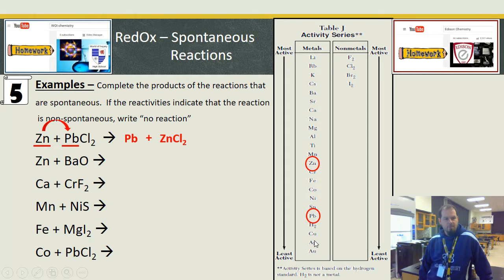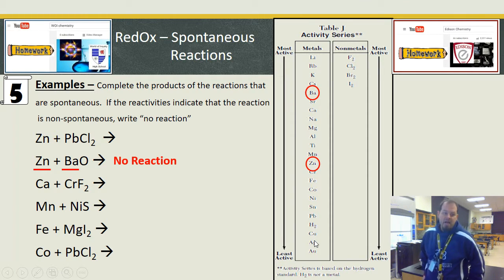Okay, we're going to do another one. Again, I'm going to check the first metal, the lone metal first, and then the bonded metal. So Zn, and Zn is below Ba. Ba is more reactive than Zn, so in this case, no reaction. This is what we call a non-spontaneous reaction. So by itself, it won't just go. We're going to have to add energy to make this kind of thing happen.